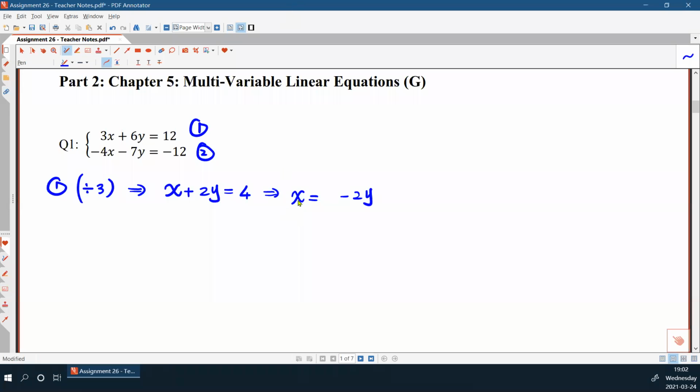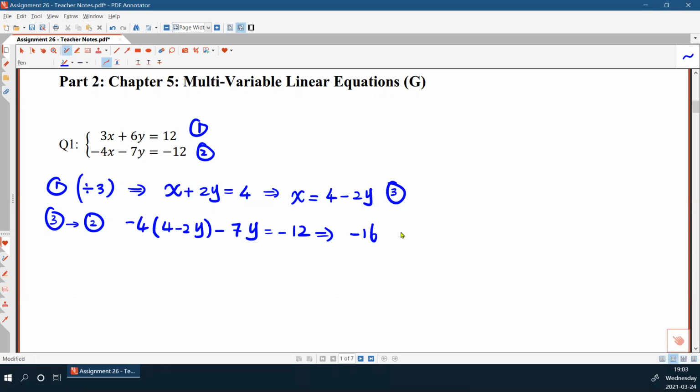Okay, so this gives you x equals 4 minus 2y. Then let's label this with 3. Then we can put 3 into equation 2. So that means minus 4x. X is 4 minus 2y, right? Minus 7y equals minus 12. Okay, so that means minus 16 plus 8y minus 7y equals minus 12.